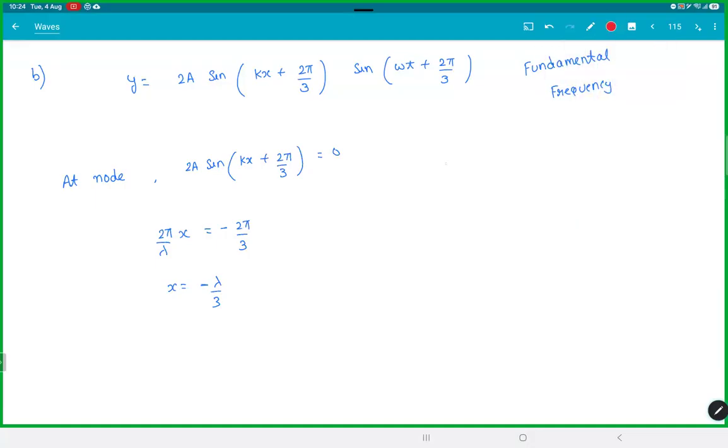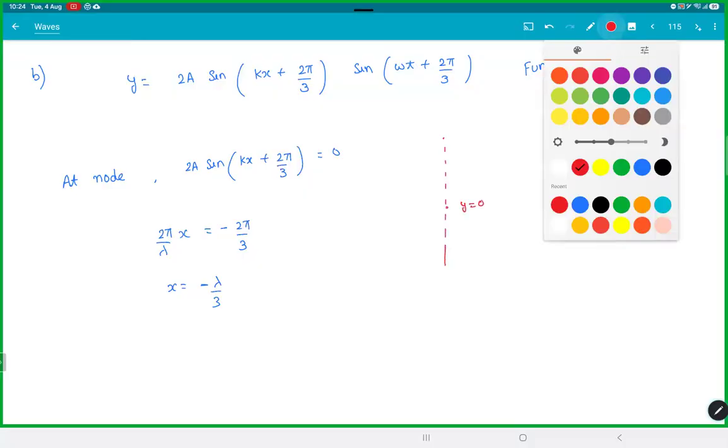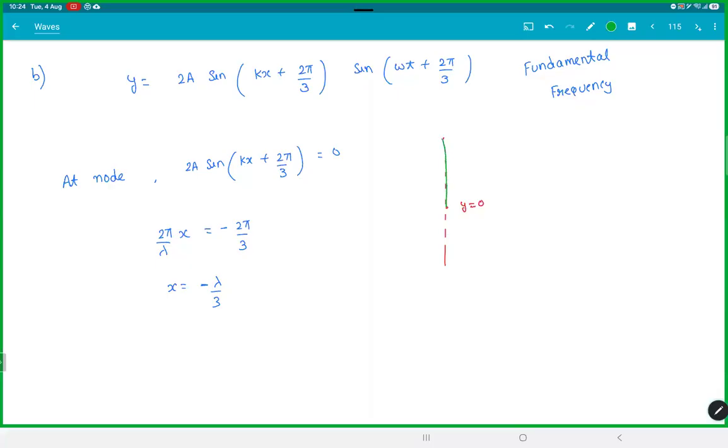ωt + 2π/3. That means y is equal to 0. You must have gone to the extreme and you're coming back here. So this must be cos 120 is minus, 120, right? So sin 120 is root 3a by 2. So this is root 3 by 2 of the amplitude. So this is root 3a.